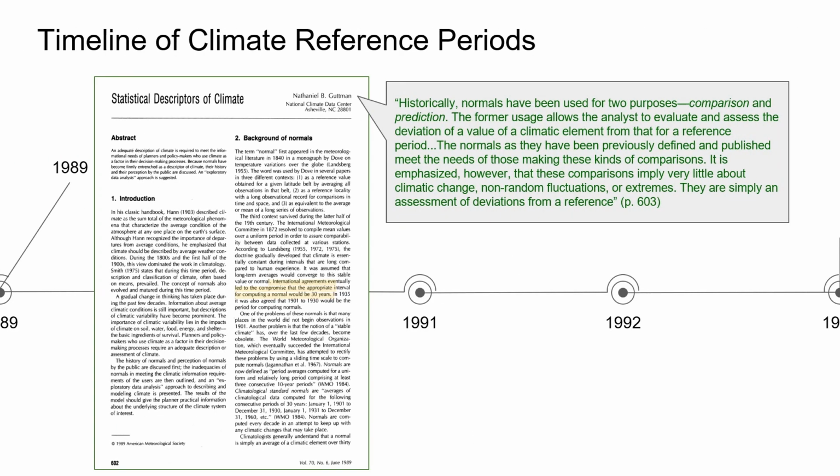The first paper to analyze how climate normals should be used comes from Gutman, 1989. Much of the history on climate normals that I've shared so far in this review come from this paper. Gutman noted that the use of a fixed climate normal period for climatological comparisons, quote, "imply very little about climate change, non-random fluctuations, or extremes. They are simply an assessment of deviations from a reference."